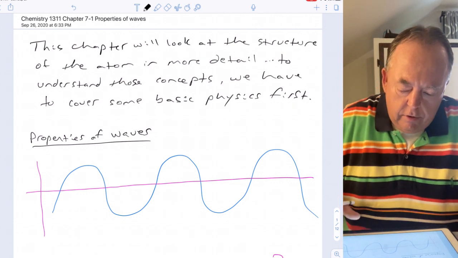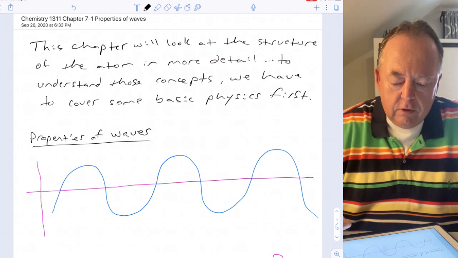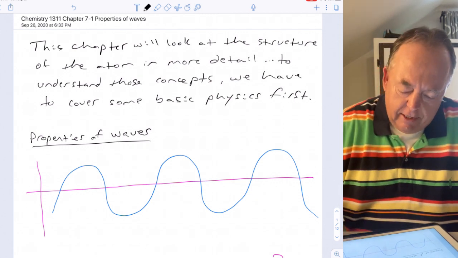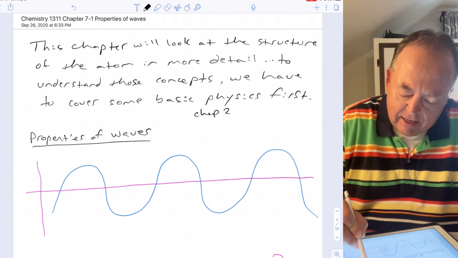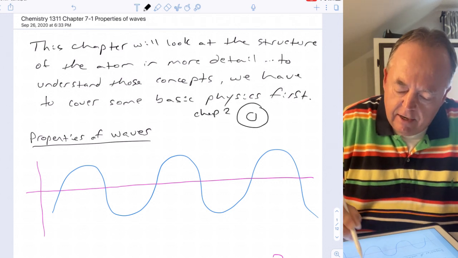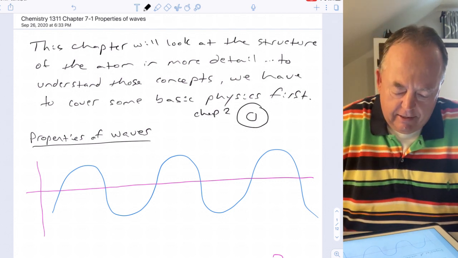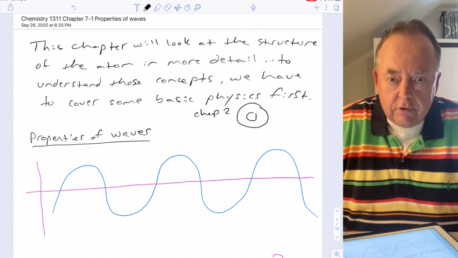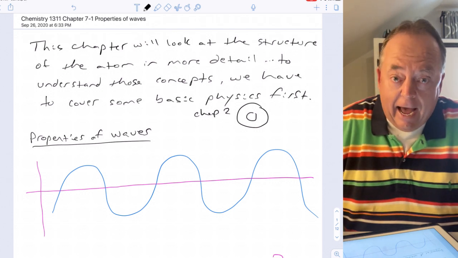Okay, so in this chapter, basically we look at the structure of the atom in more detail. Because right now we have our chapter 2 model of the atom, right? We just have a nucleus and an electron cloud. Well, it turns out it's a little bit more complex than that, and that's what this chapter covers, the complexity of an atom.